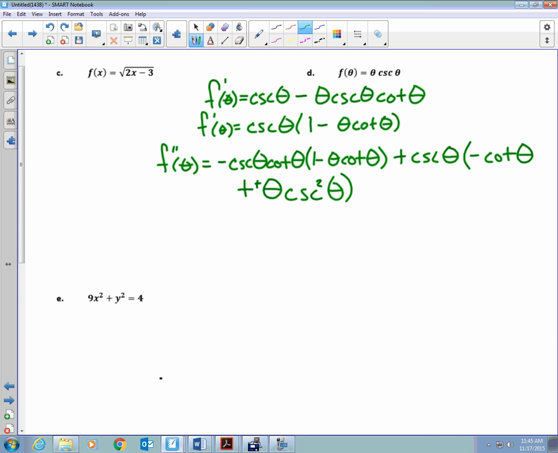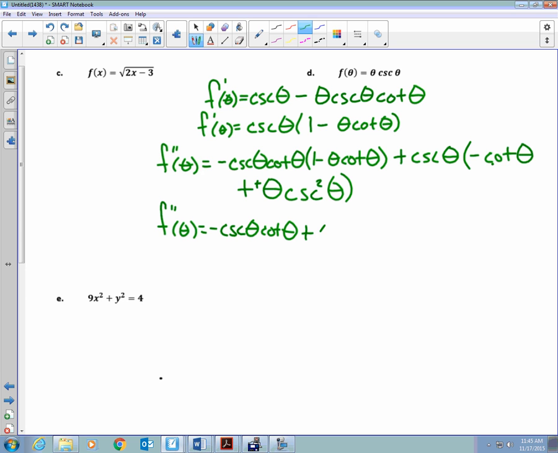Okay, and so we're just about done. The only thing that you should notice here is that a negative cosecant of theta cotangent theta times 1, and then a cosecant of theta times negative cotangent theta, we're going to be able to combine those terms together. So I'm just going to multiply it all out and then combine my like terms, and then we'll be done. So f double prime of theta is a negative cosecant of theta cotangent of theta. So I'm multiplying that by 1.